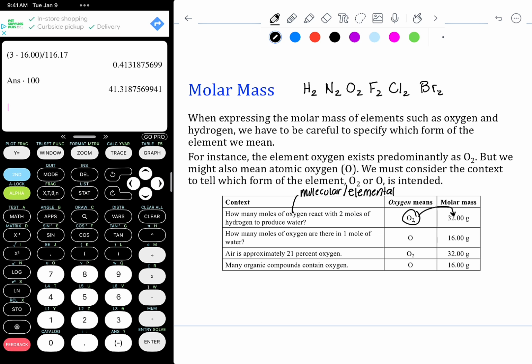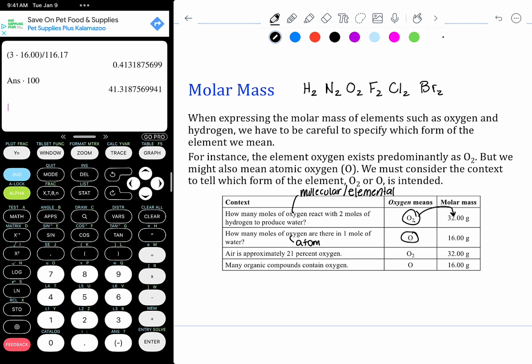How many moles of oxygen are there in 1 mole of water? Well, when we're talking about oxygen being contained in a compound, we're talking about the oxygen atom. So we're only talking about 1 oxygen. We're not talking about the molecule of oxygen. So in all of our previous examples, when we've been talking about oxygen and adding it in, we've been using the molar mass of 16 because we're talking about the individual atom of oxygen.